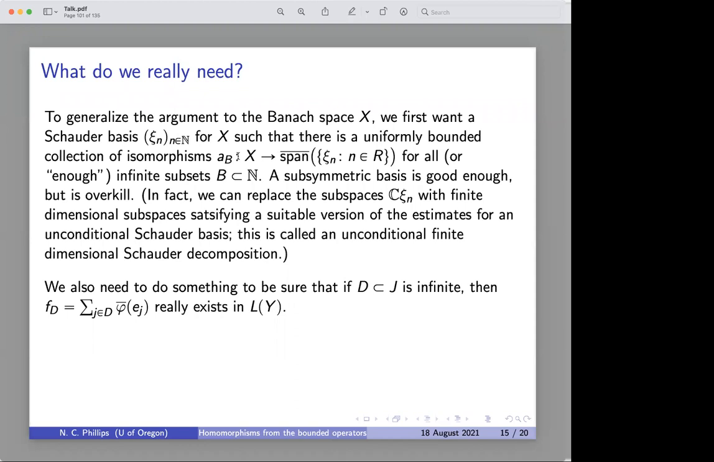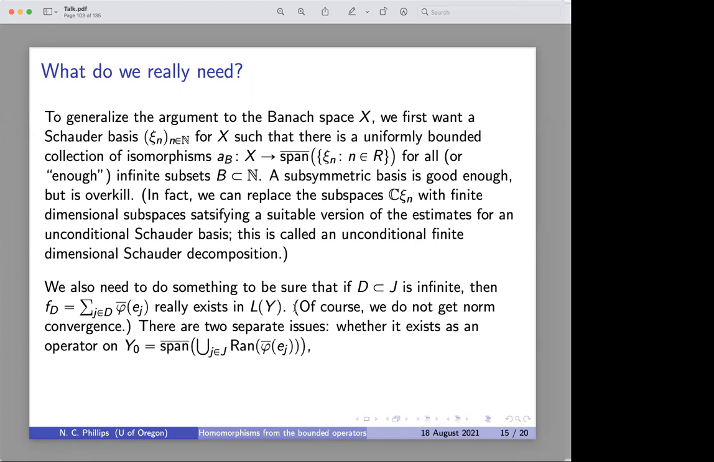Also need to do something to be sure that when you take an infinite subset, then you can actually make sense out of this sum of the phi bar of EJ things. I didn't rewrite the notation, but this is essentially the same thing as before. And of course, you don't get norm convergence there. You get some sort of strong operator convergence.